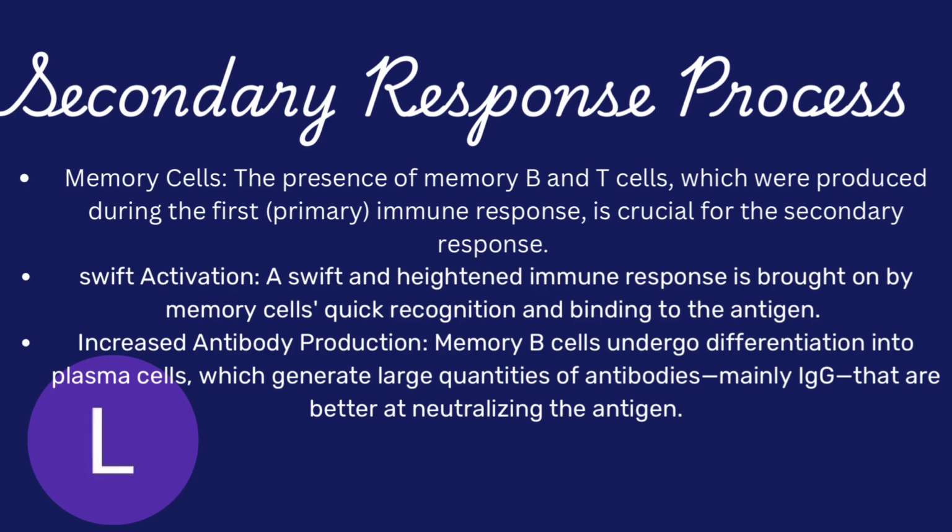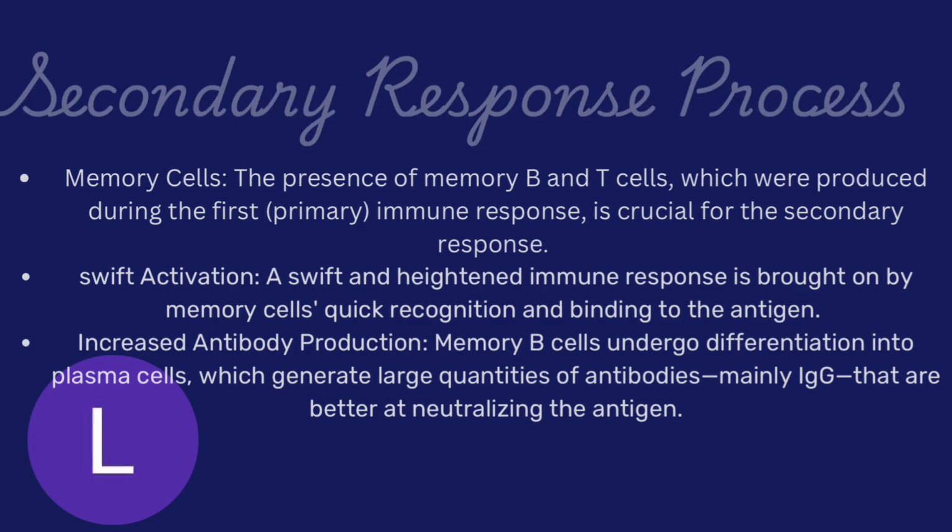Increased antibody production. Memory B cells undergo differentiation into plasma cells, which generate large quantities of antibodies, mainly IgG, that are better at neutralizing the antigen.